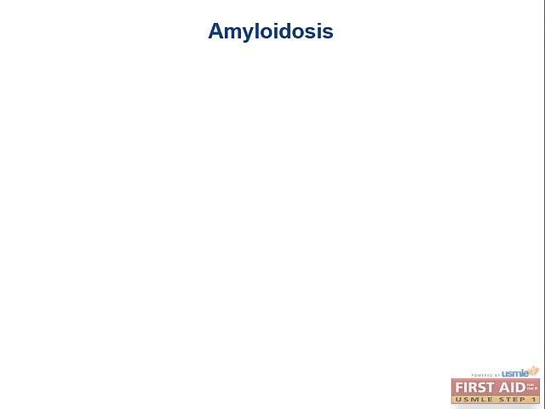Okay, so now it's time for one of our final topics. That's right, we're finally getting towards the end of the pathology section. And this topic is amyloidosis. What is amyloid? Amyloid is essentially an accumulation of misfolded proteins that deposit in tissues throughout your body.